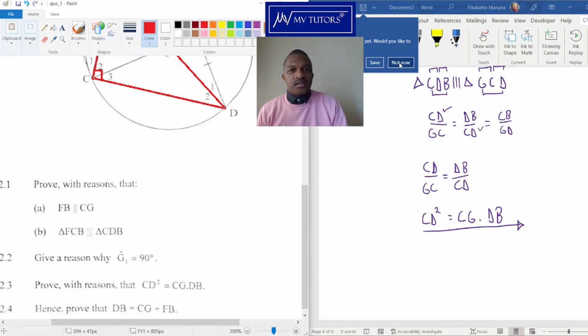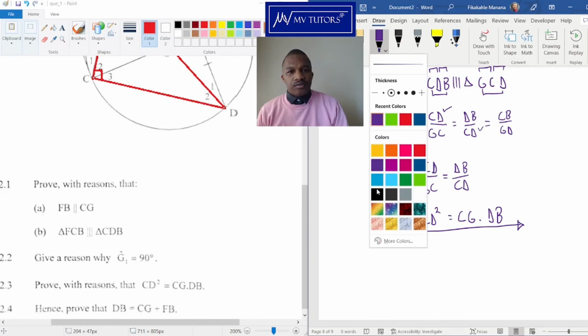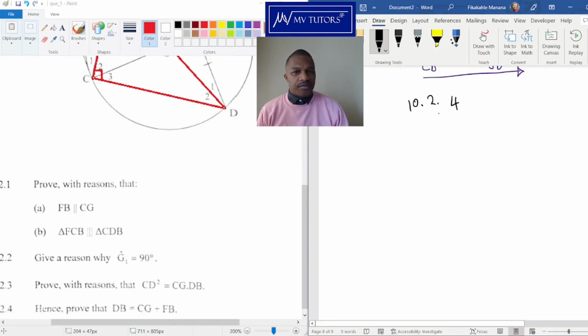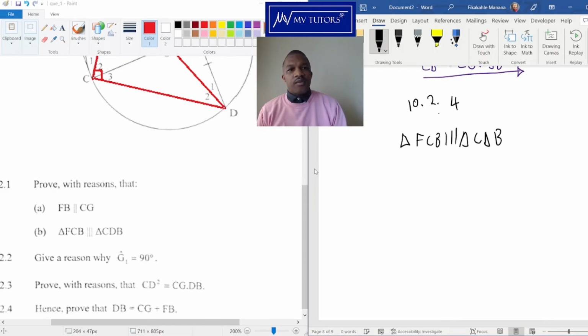Let's do this. This is 10.2.4 now. So first of all, what I want us to do is take this one, triangle FCB. Remember, these are written in order, similar to triangle CDB. So what we're going to do, we'll do the same as we did on top.